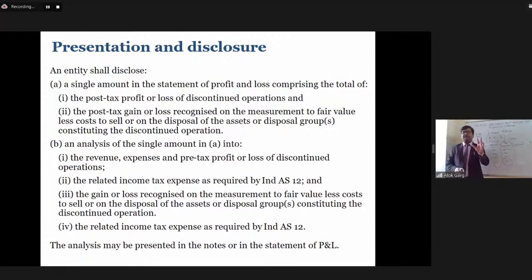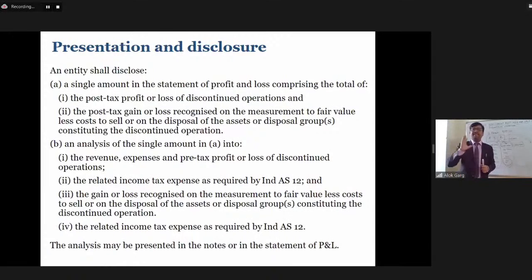So the entity can decide on disclosing the two numbers. One, from the operation, what is the profit after tax? It could be loss after tax, it could be profit after tax. Second, while comparing carrying value with fair value less cost to sell, what is the post-tax gain or loss? And if the company has disposed of some disposal group which was part of the discontinued operation, then what is the post-tax profit or loss on such disposal? Have you understood so far? Now, an analysis of the single amount.